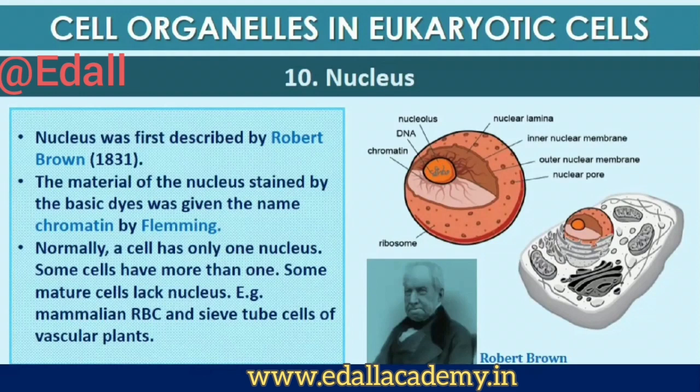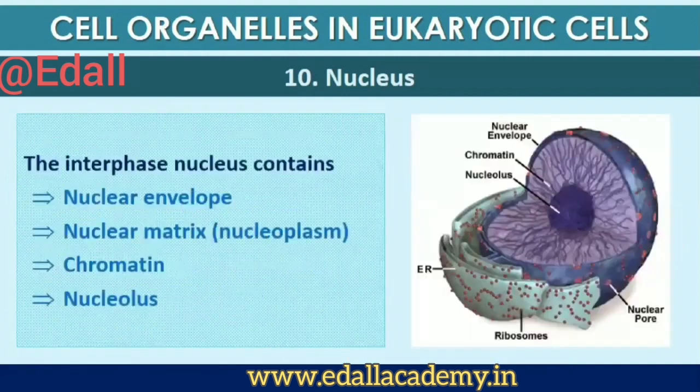The interphase nucleus of a cell, when it is not dividing, has highly extended and elaborate nucleoprotein fibers called chromatin, nuclear matrix and one or more spherical bodies called nucleoli, singular nucleolus.